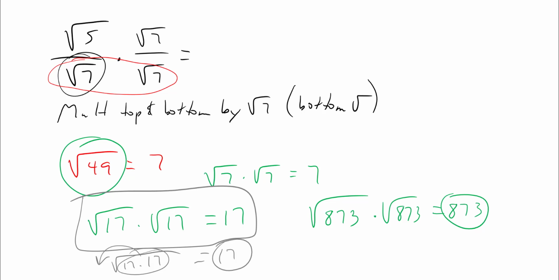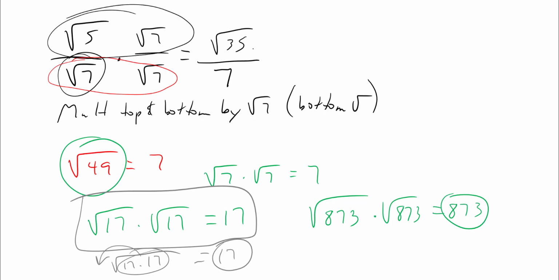Okay, so let's go back to our original problem. Square root of 5 over square root of 7 times root 7 over root 7. Okay, so square root of 7 times square root of 7 is just 7. Now the top is root 5 times root 7, which is root 35, right? 5 times 7 is 35. Guys, that's the answer to our problem.